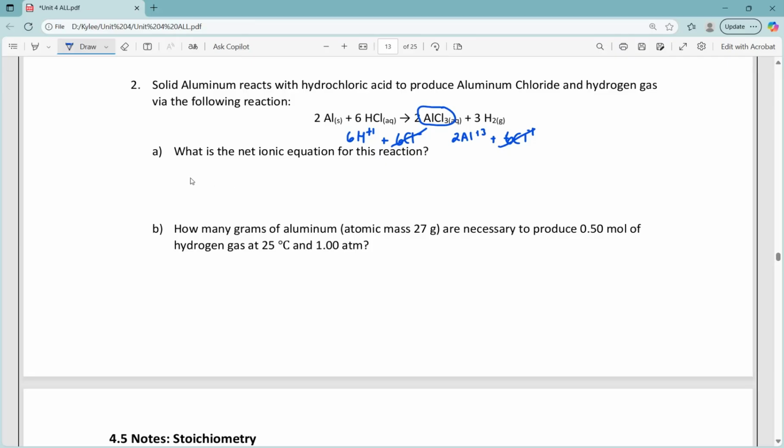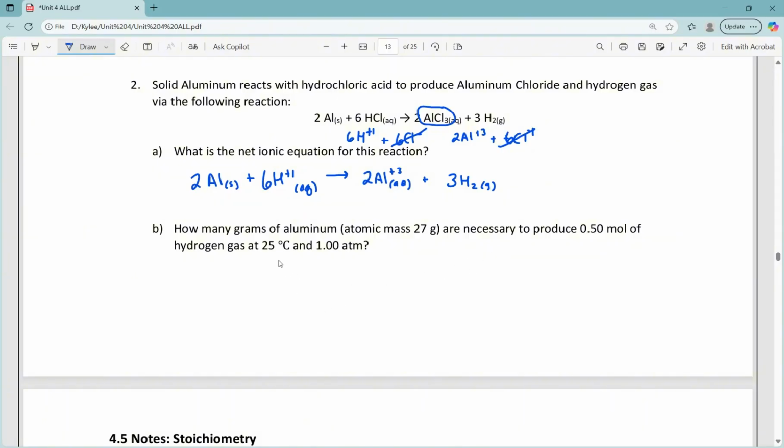So I'm going to rewrite what I have left, which would be 2 aluminum solid plus 6 hydrogen ions. And that's going to be aqueous in solution. That's going to produce 2 aluminum ions in aqueous solution plus 3 H2 gas particles. So now they want to know how many grams of aluminum are necessary to produce 0.5 moles of hydrogen gas at 25 degrees in 1 atmosphere.